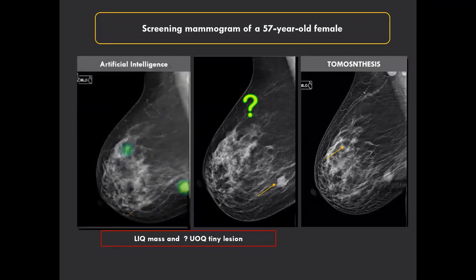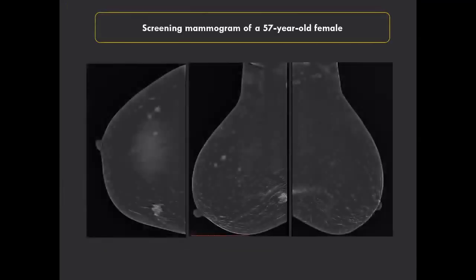When we applied the artificial intelligence, both the lower and the upper lesions were marked with the artificial intelligence, and a biopsy was taken, and it was a multicentric invasive duct carcinoma grade 2.